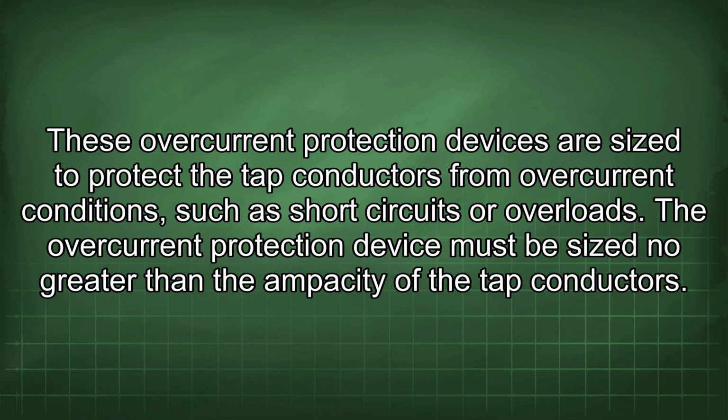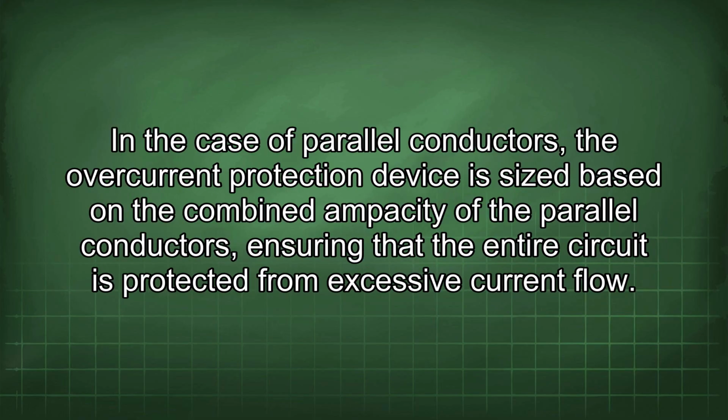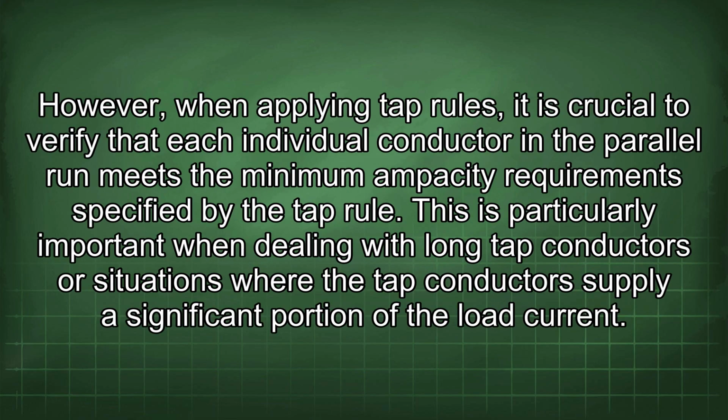These overcurrent protection devices are sized to protect the tap conductors from overcurrent conditions such as short circuits or overloads. The overcurrent protection device must be sized no greater than the ampacity of the tap conductors. In the case of parallel conductors, the overcurrent protection device is sized based on the combined ampacity of the parallel conductors, ensuring that the entire circuit is protected from excessive current flow. However, when applying tap rules, it is crucial to verify that each individual conductor in the parallel run meets the minimum ampacity requirement specified by the tap rule.